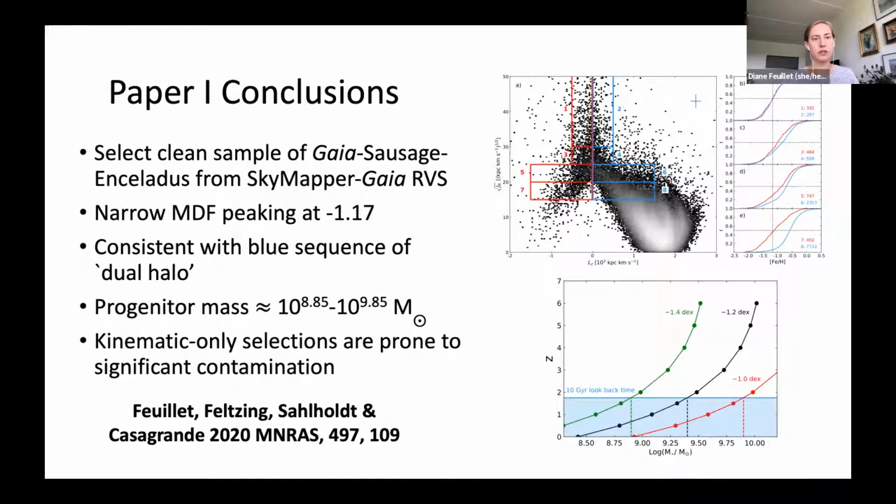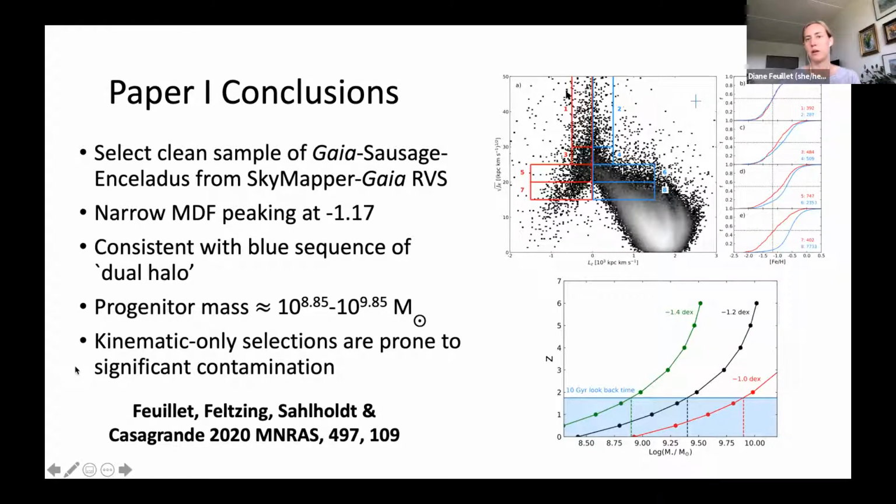So our paper 1 conclusions are essentially that we provided a clean selection of a sample of Gaia-Enceladus stars using the SkyMapper and Gaia RVS data. We found that this selection of stars had a pretty narrow metallicity distribution function that peaked around -1.17. This population was consistent with the blue sequence of the dual sequence halo that's been explored quite a bit in the Gaia data. We constrained the mass of the progenitor, and through our work, we did this metallicity distribution function binning in the other 4 kinematic spaces that I had shown at the beginning, and basically found that kinematic-only selections can be quite prone to contamination, depending on how you bin your space.